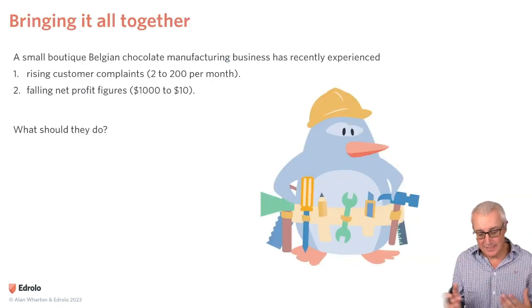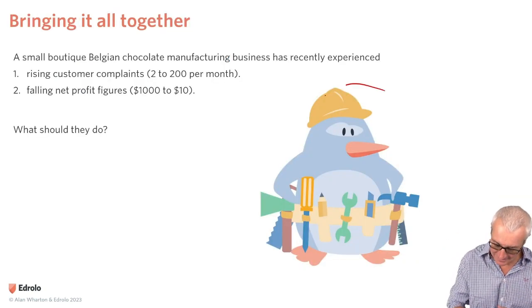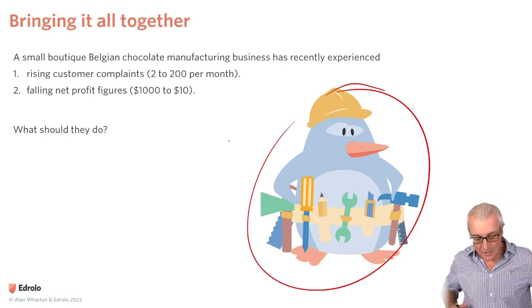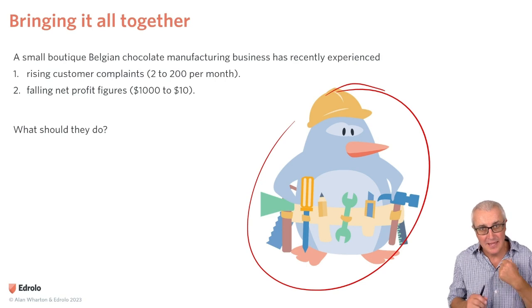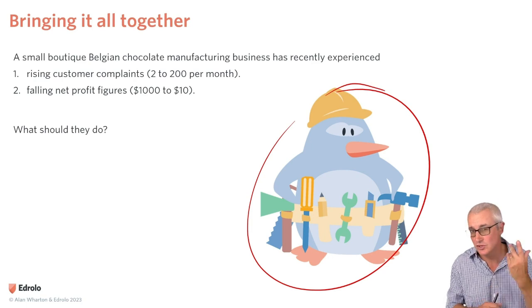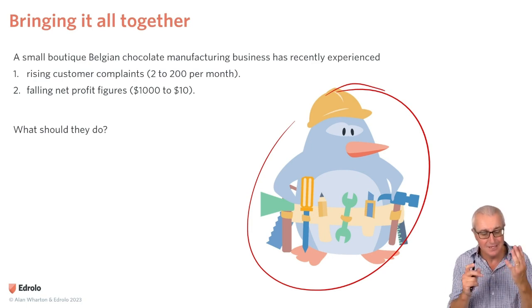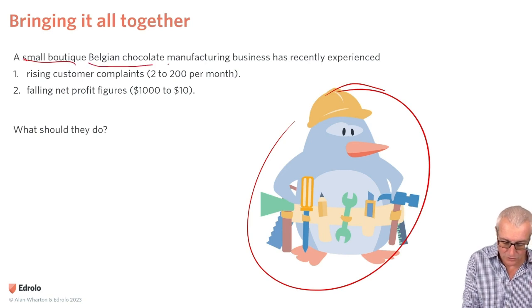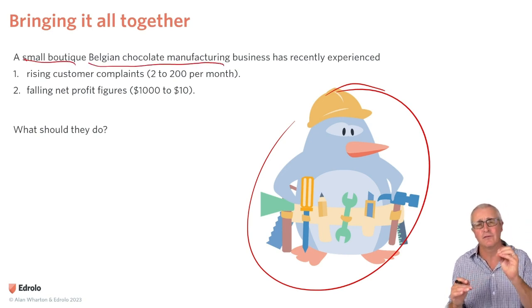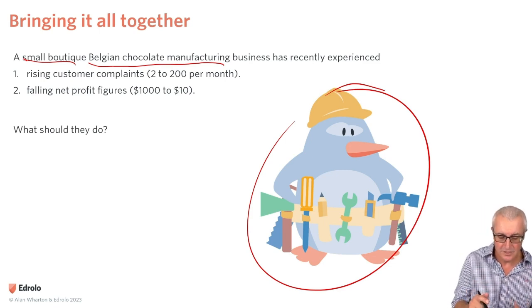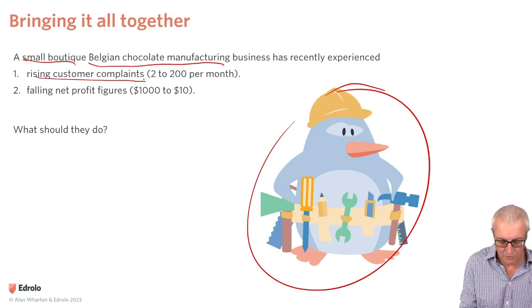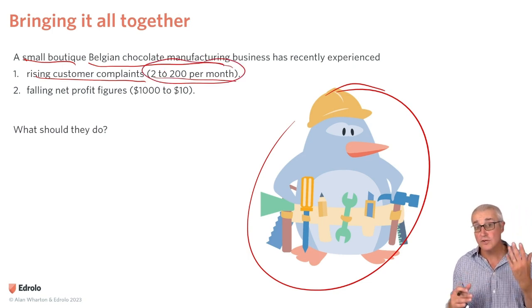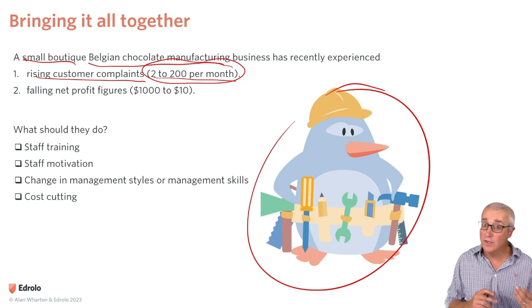So let's bring this all together. And again, we've mentioned our little friendly penguin here. These strategies are like your toolkit box, okay? So you've been thinking, okay, something's happened. Which of the tools in business strategies can I use to solve that problem? So let's pretend we are a small boutique Belgian chocolate manufacturing business. So we're making beautiful Belgian chocolates, and we've just found that we've got increasing, rising customer complaints. More people are complaining than ever before. What could we do about that? Okay, so we have our toolkit. Which one could we use here?